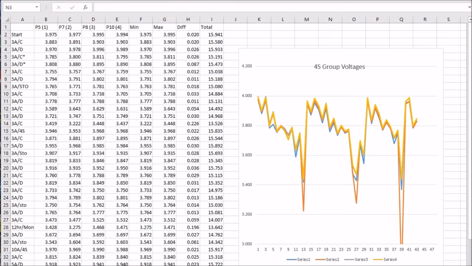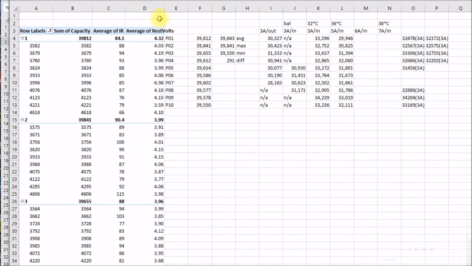So let's look at the actual capacities compared to that. So here's my capacity chart. So here we had pack number 5 tested out at 33.2, pack 7, 32.5, pack 8, 32.9, and then pack 10 at 33.2. So there's kind of two stories in that cell voltage tracking.